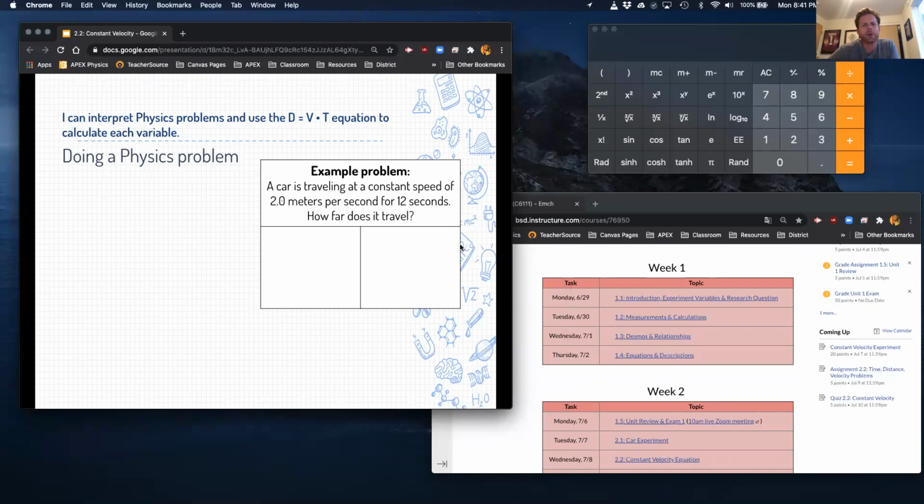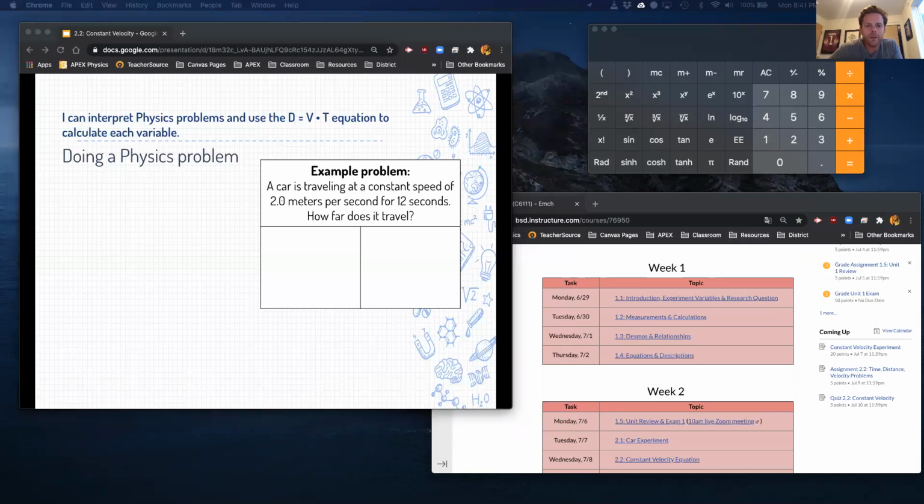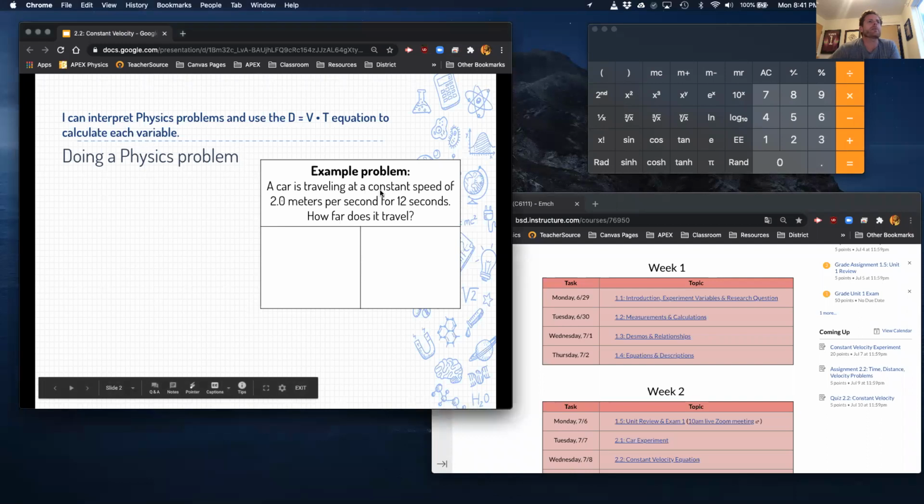And the first physics problem that we are going to be looking at today is this one. Give me a second. Right here. A car is traveling at a constant speed of 2 meters per second for 12 seconds. How far does it travel? Okay, so we're going to approach this perhaps in a new way, and I would like you to do this exact same way on the homework.